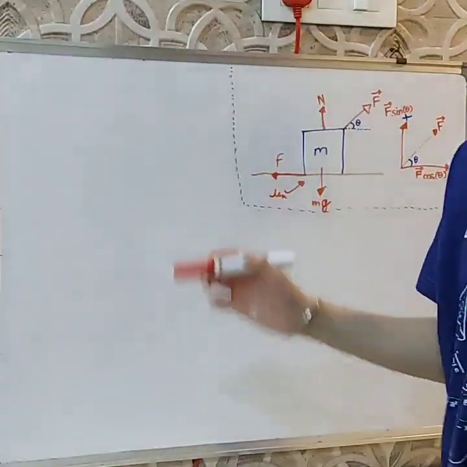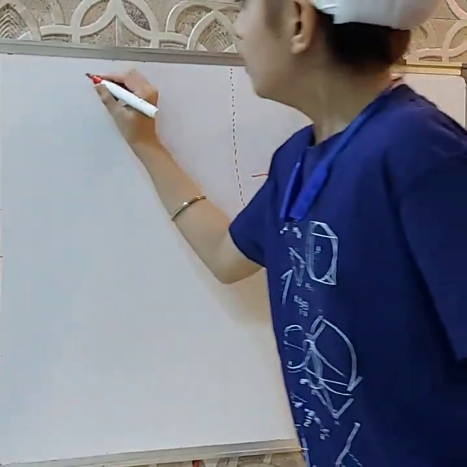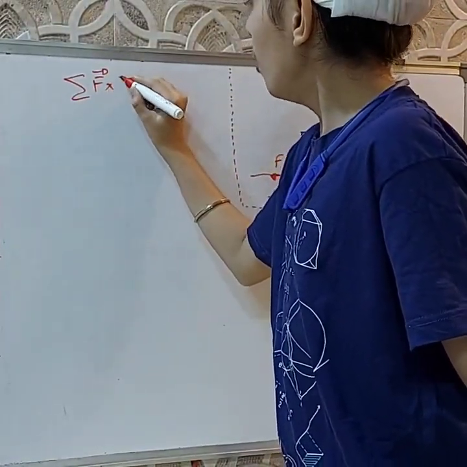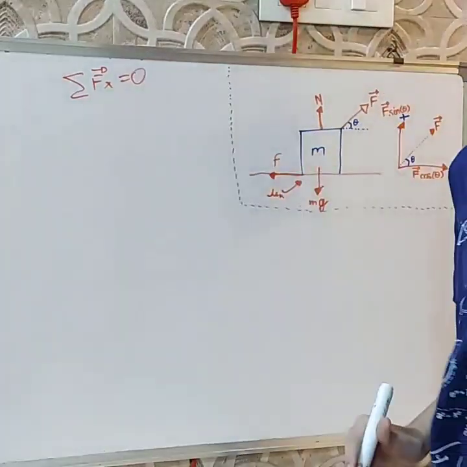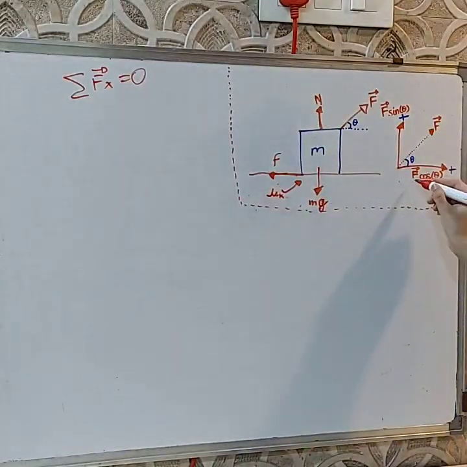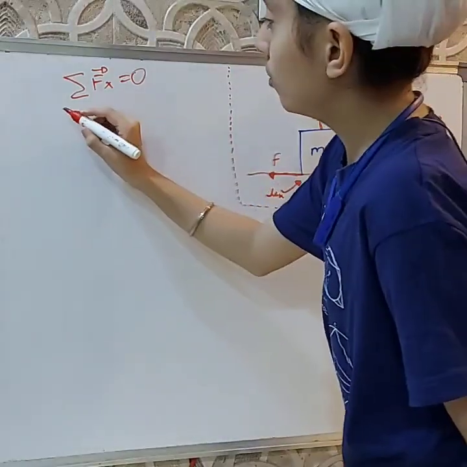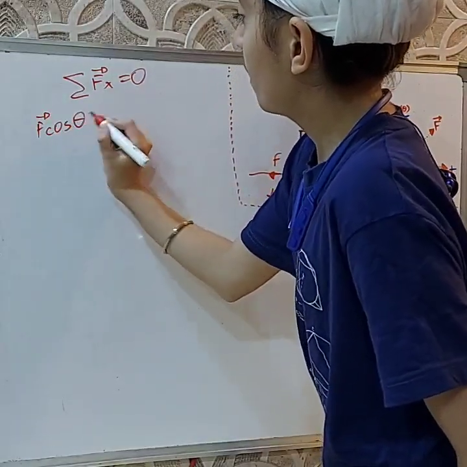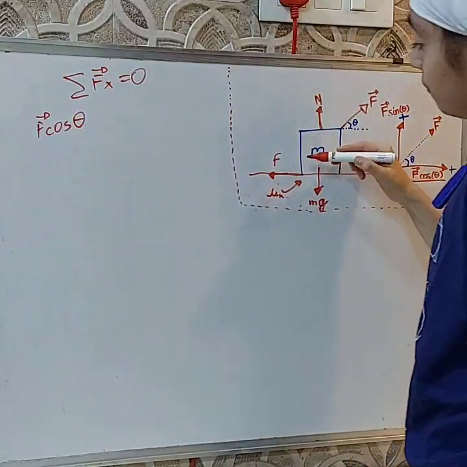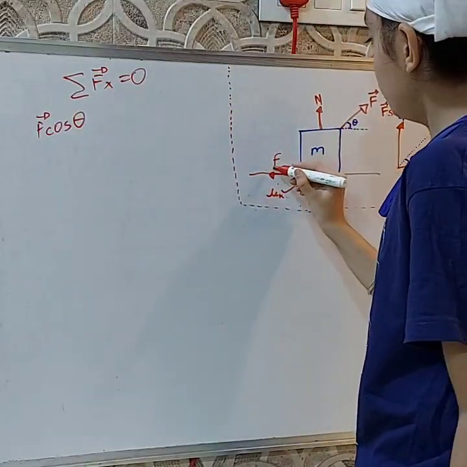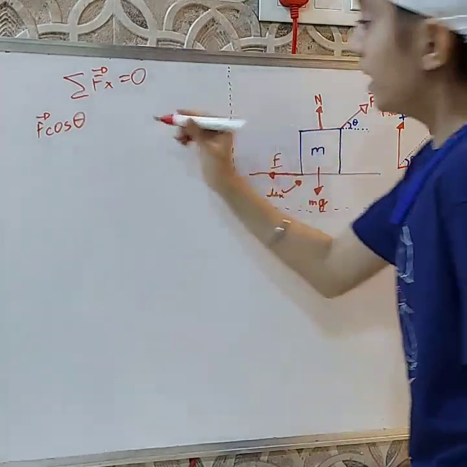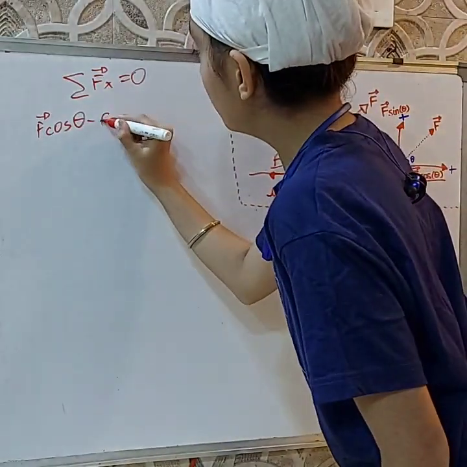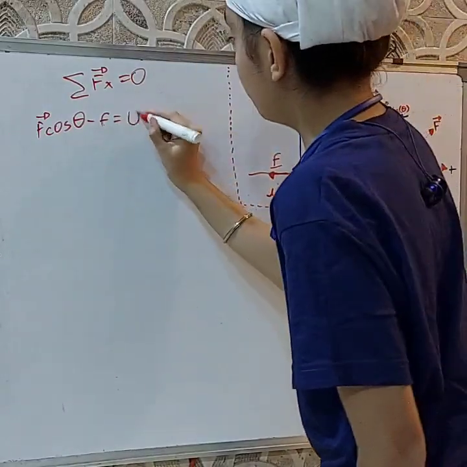So as the velocity is constant, the acceleration will be 0, which means that the sum of all forces in the x direction should be 0. That means that the horizontal component of my force that I am applying, F cosine theta, minus the frictional force, which is in the opposite direction and will be negative because I have chosen this direction positive, minus the frictional force is equal to 0.